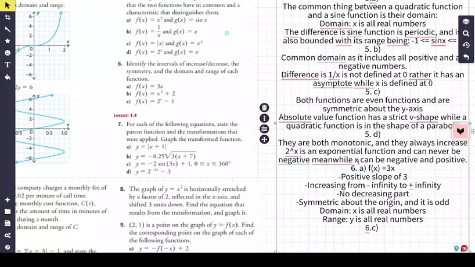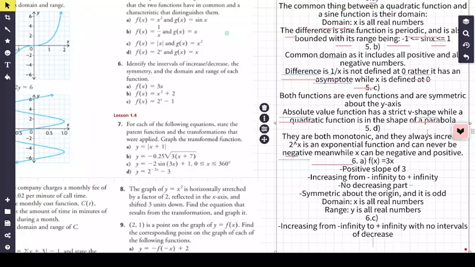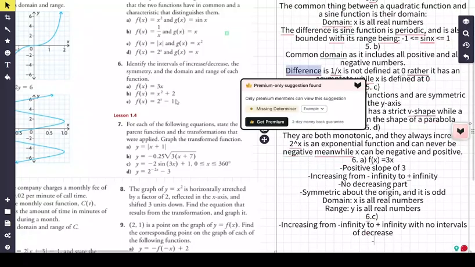Because it's an exponential function, and exponential functions are also increasing functions. They're monotonic, as we discussed in 5d. So it's increasing from negative infinity to positive infinity with no intervals of decrease. And because there is a translation, and because of the function characteristic itself, the function is not symmetric at all.